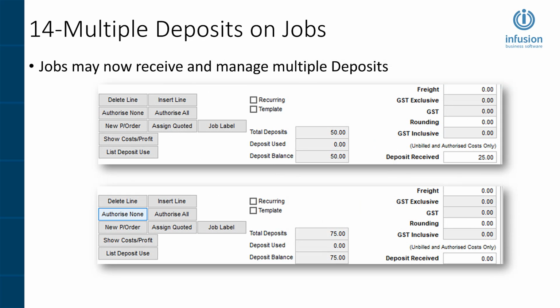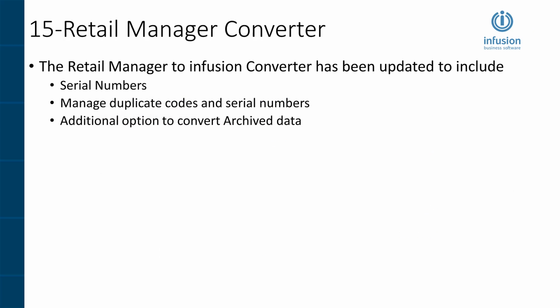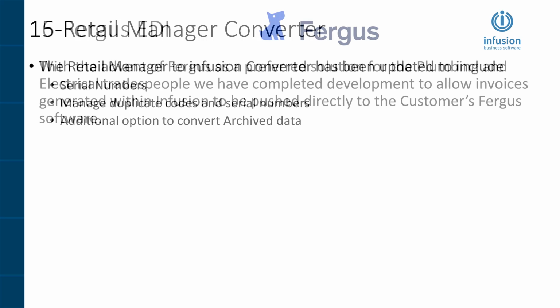Multiple deposits on jobs. Jobs may now receive and manage multiple deposits. Retail Manager Converter. The Retail Manager to Infusion Converter has been updated to include serial numbers, manage duplicate codes and serial numbers, and an additional option to convert archived data.